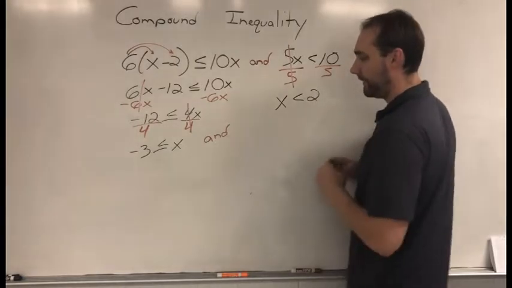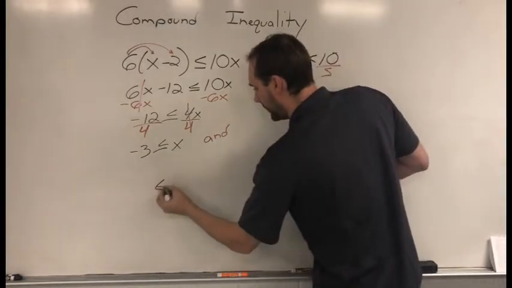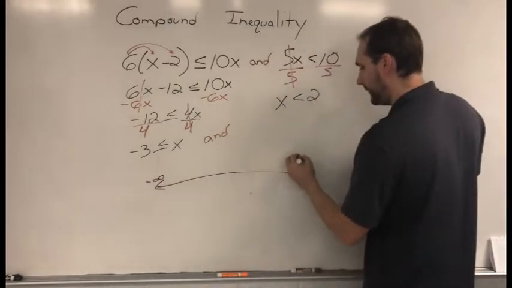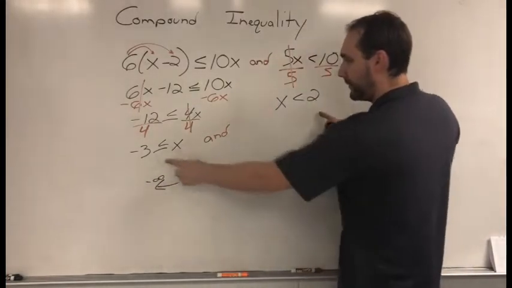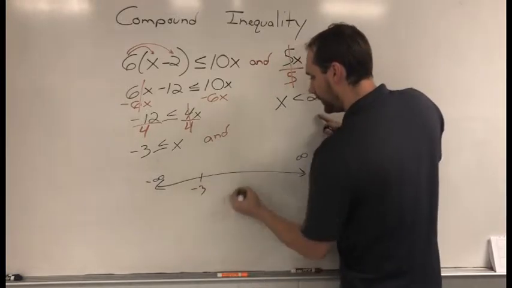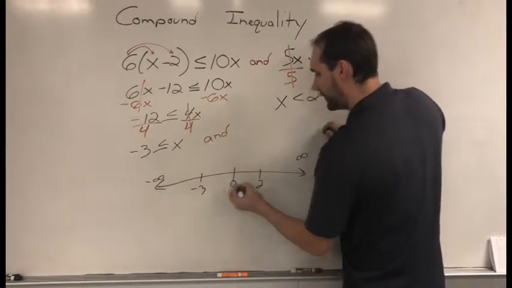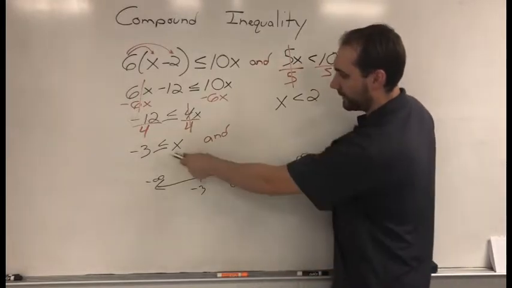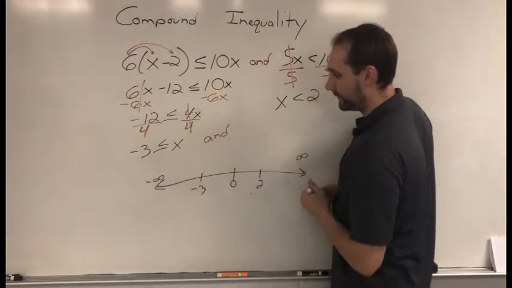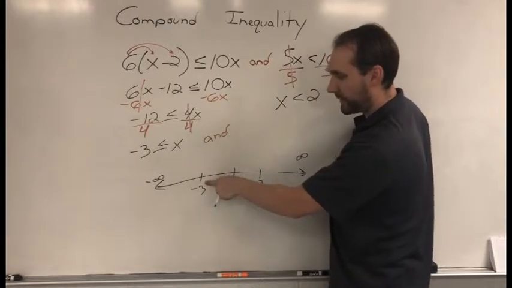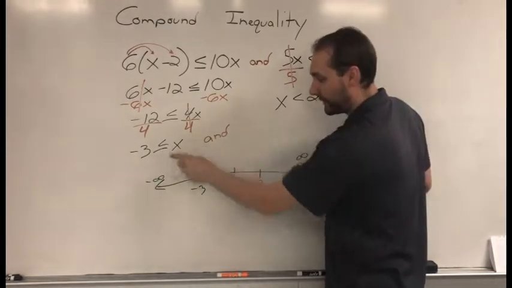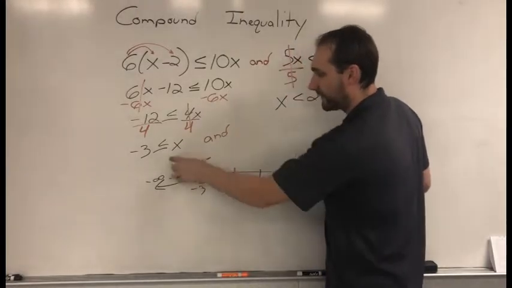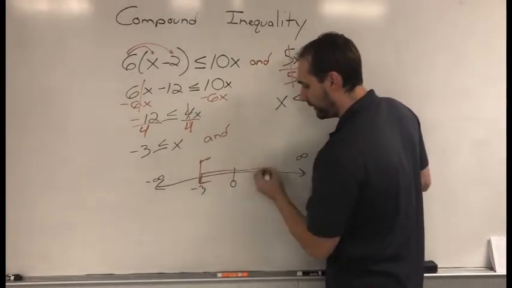Now how would this look if I were to graph it? Okay, let me put my number line here, negative infinity to positive infinity. I've got two numbers, 2 and negative 3. 0 would be in the middle. Let's look at this one: x is greater than or equal to negative 3. Am I going to use parentheses or brackets? I do have an equal sign this time, so I'm going to use a bracket, an open bracket.